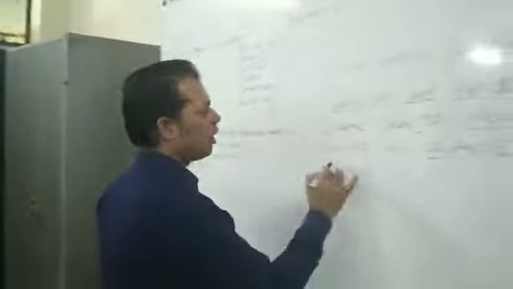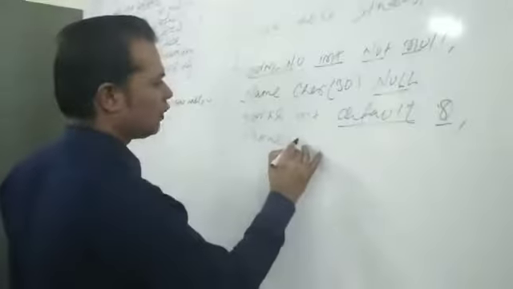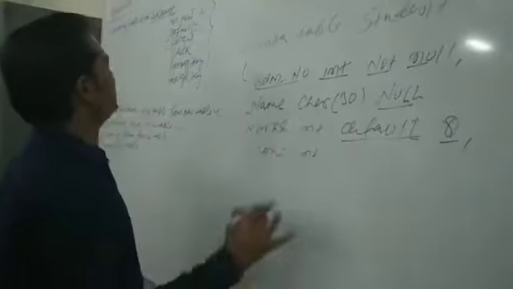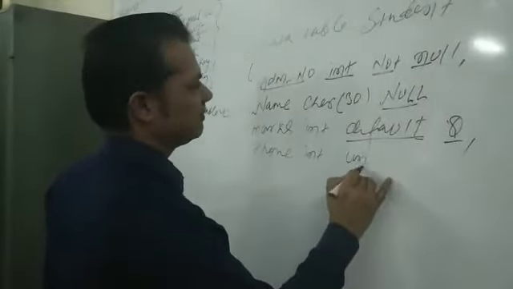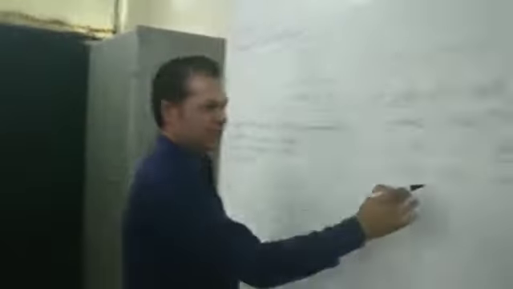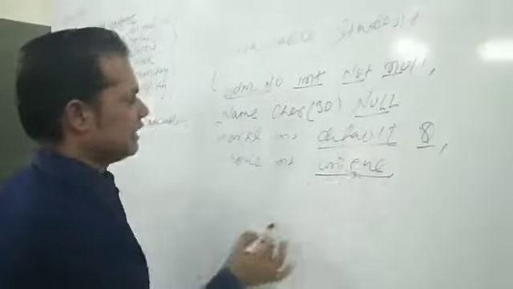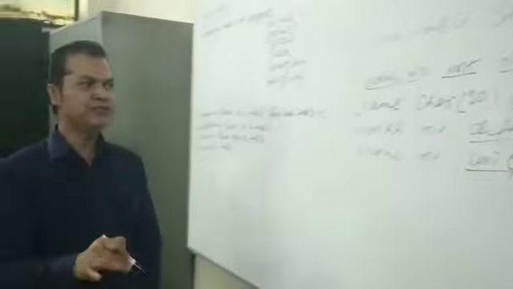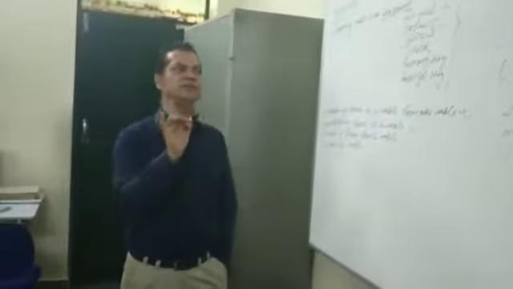Phone, I want it to be unique. So phone, or phone number, or mobile number, whatever you want, then int, and then simply say unique. Now once you mention phone, the data type, and the unique keyword, it will not allow you to enter the same phone number for two different persons.